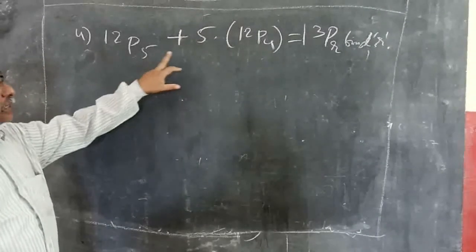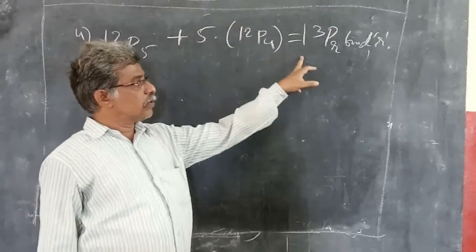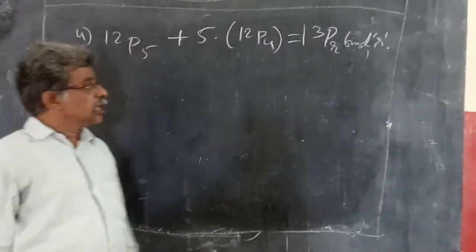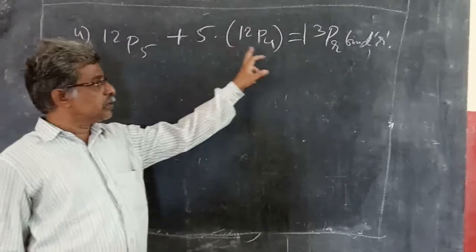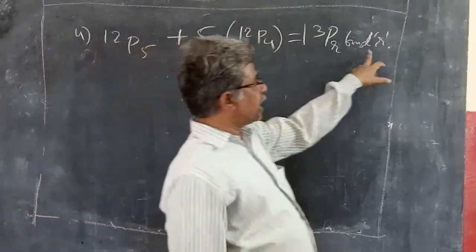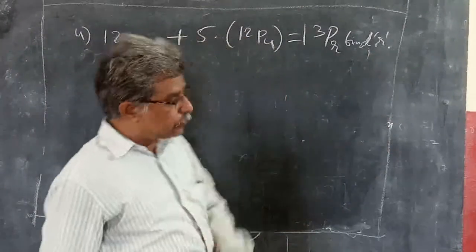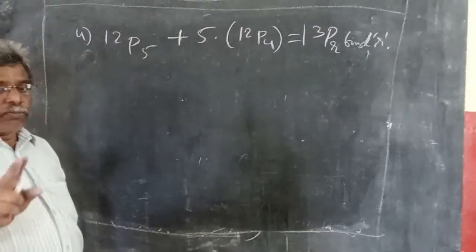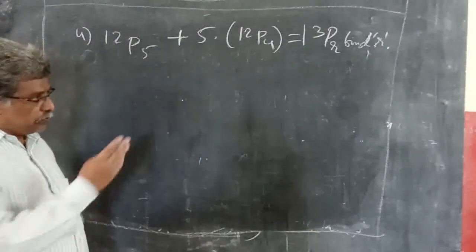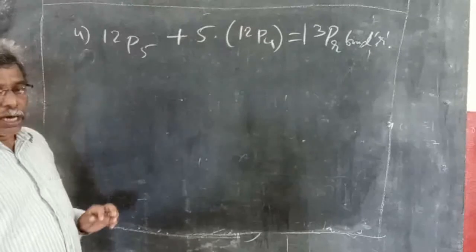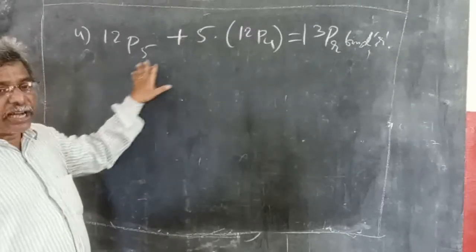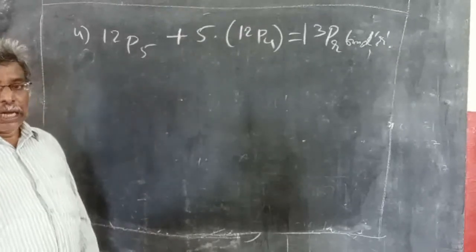12P5 plus 5 into 12P4 equal to 13Pr, find r. There are two ways of doing this. One is the formula which I derived previously, just 5 minutes back. You can use the formula. The other is you can simplify this using the nPr formula. I will tell you both.